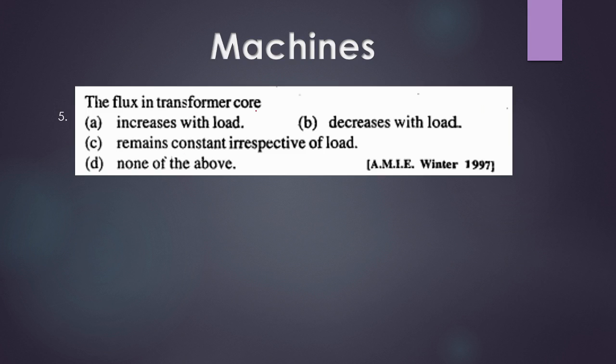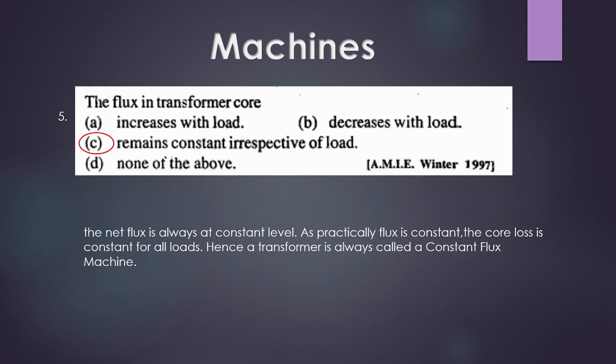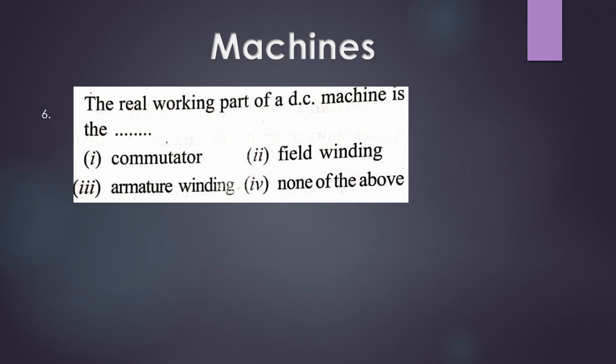The flux phi in the transformer core: increases with load, decreases with load, remains constant irrespective of the load, none of the above. What will the answer be? It will be remains constant with respect to the load, because the net flux is always at a constant level in a transformer. Hence a transformer is always called a constant flux machine. As the flux is constant, the core loss is constant for all loads. So the answer will be option C. Let's move on to the next question.